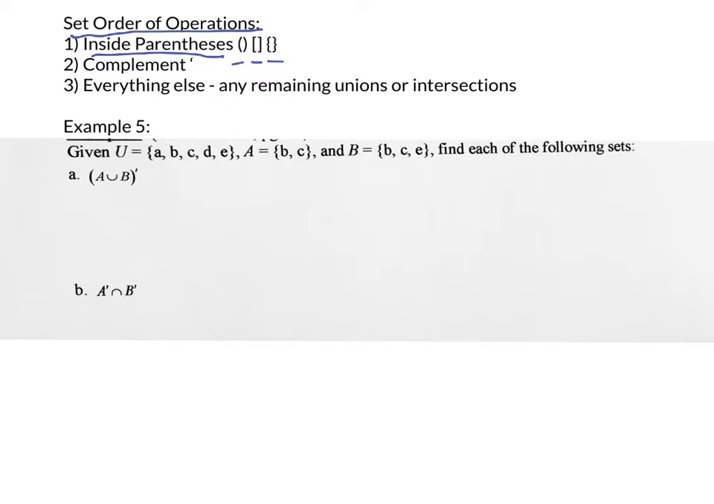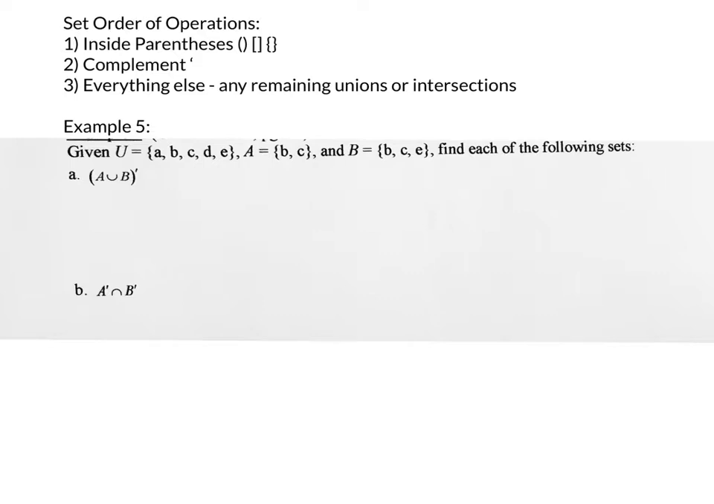So inside parentheses first. After we take care of everything in parentheses, then we're going to do the complement next. That was the apostrophe symbol. So we're going to do the apostrophe symbol from left to right next. After we take care of all the complements, then everything else will be last. So any kind of union symbols or intersection symbols we haven't done yet, we'll take care of those from left to right, as we always go with these order of operations.